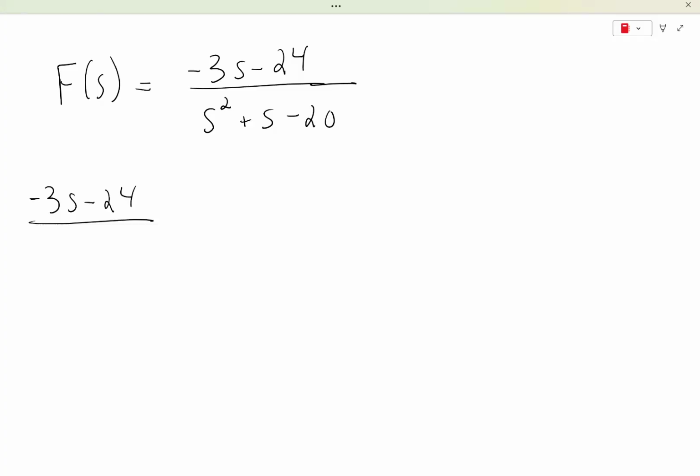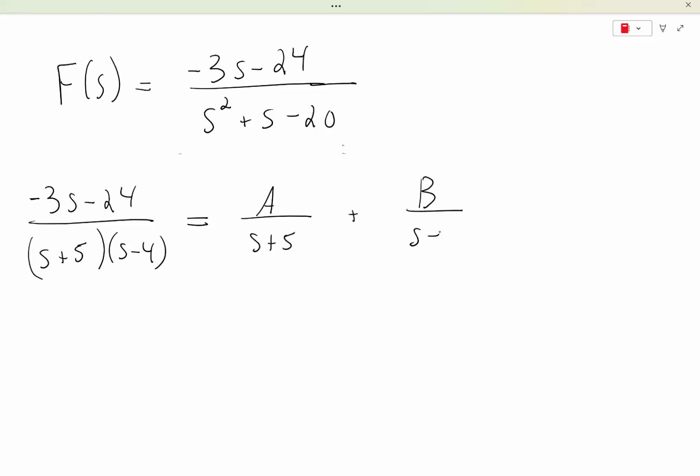So for this one, I got to do partial fractions. You got to get simpler denominators, so you start by factoring this. That would be s plus 5, s minus 4, like this. And then over here it goes like this: you have an a over s plus 5 plus b over s minus 4.